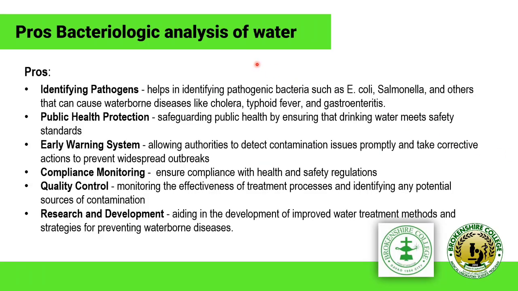Here are the pros of bacteriological analysis of water. First is identifying pathogens, public health protection, early warning system, compliance monitoring, quality control, and research and development. Identifying pathogens. Pathogens such as E. coli, Salmonella, Vibrio cholerae, Shigella, Campylobacter, Legionella pneumophila, Pseudomonas aeruginosa, and E. faecalis, Clostridium perfringens are some of the bacteria, and identifying pathogens would help to identify pathogenic bacteria that can cause waterborne diseases like cholera, typhoid fever, and gastroenteritis.